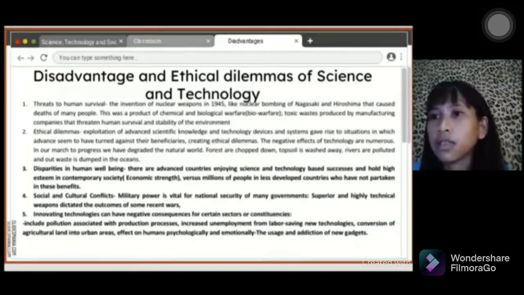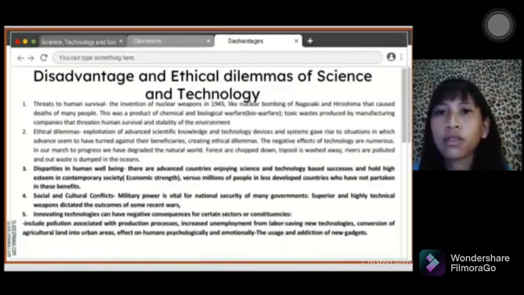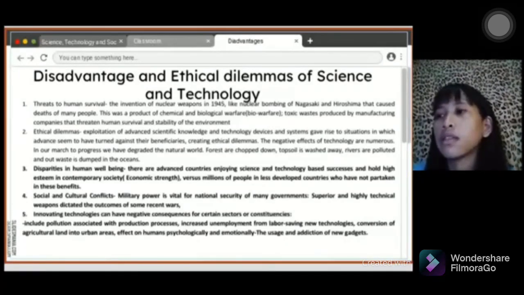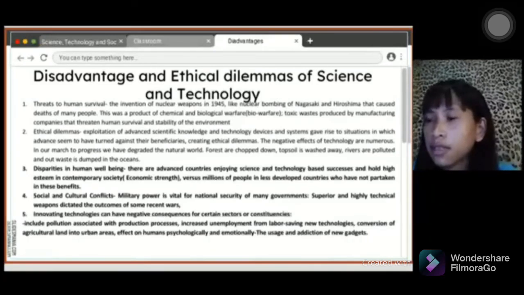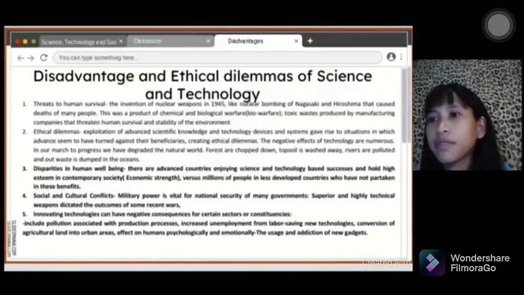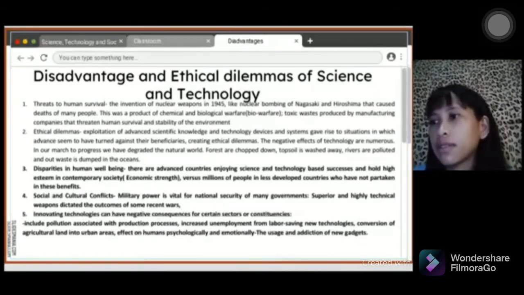Military power is vital for the national security of many governments. Superior and highly technical weapons have dictated the outcomes of some recent wars.